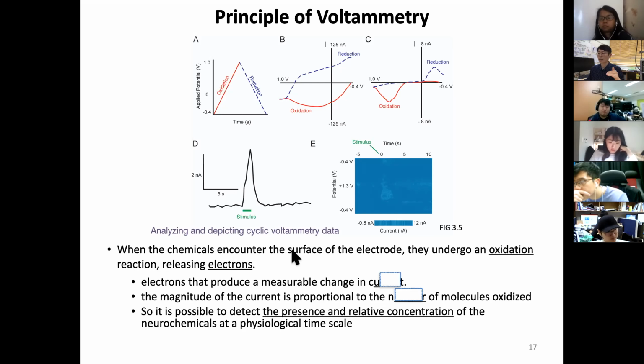So when the chemical encounters the surface of the electrode, it undergoes an oxidation reaction by releasing electrons while you increase the potential. Those electrons produce a measurable change in current, okay? The charged particle flow is current. And the magnitude of the current is proportional to the number of molecules oxidized, the neurochemical, at a physiological time scale. Now the good thing is we can be a little faster than microdialysis, but this is an indirect method.